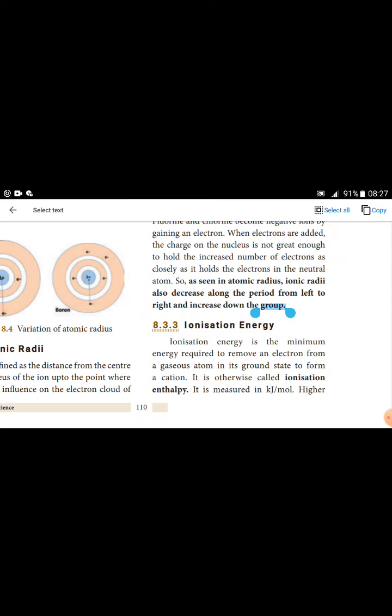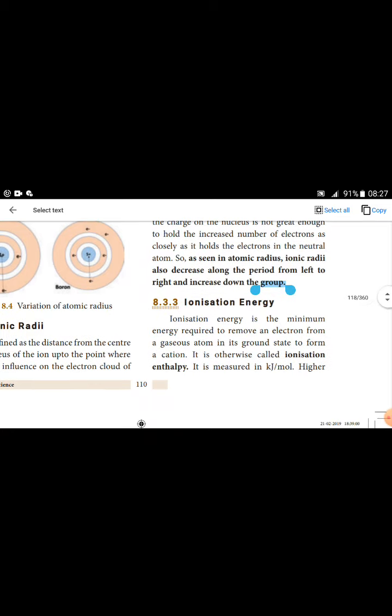So a cation is smaller than the corresponding neutral atom. What is the reason? When electrons are lost, the remaining electrons are at the inner shell and are attracted more strongly by the nucleus. So that's why the cation is smaller. At the same time, an anion is larger compared to the neutral atom because when electrons are gained, the charge on the nucleus is not great.